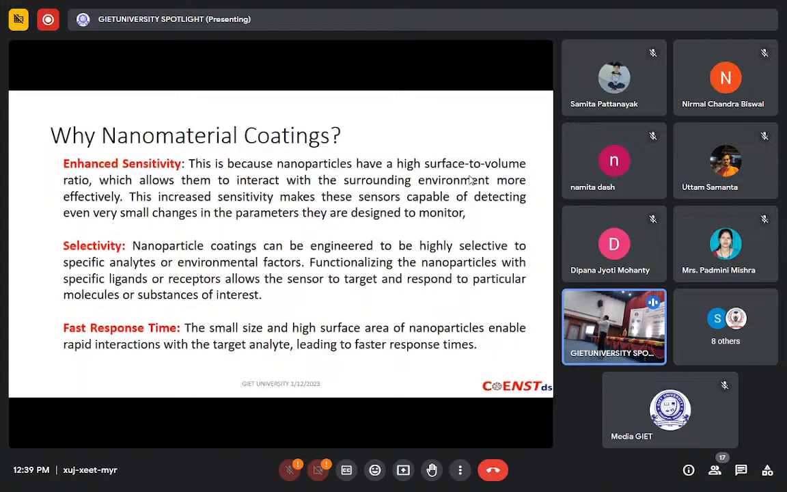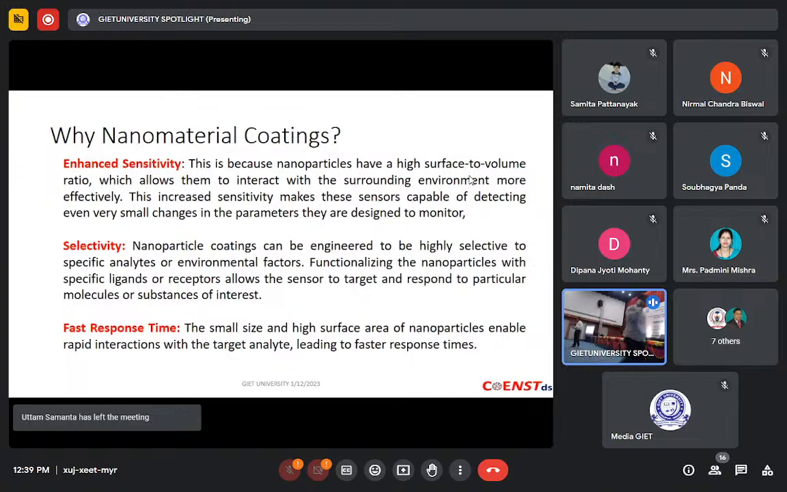And now suppose I have decided this is the geometry where the maximum field will come out. Then I will use a suitable nanomaterial. The first part is over. That means I have decided the geometry. This is the geometry which I will use for my sensor. And once I have decided this geometry, then I will go for the nanomaterial.